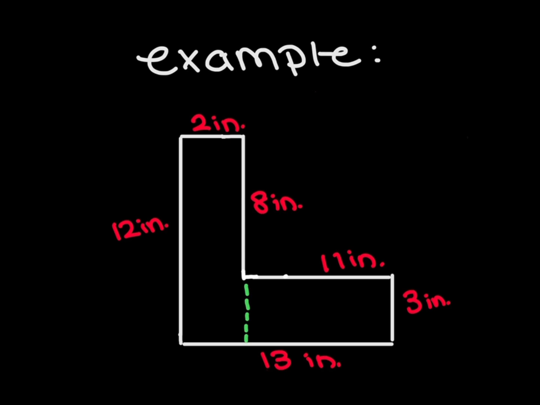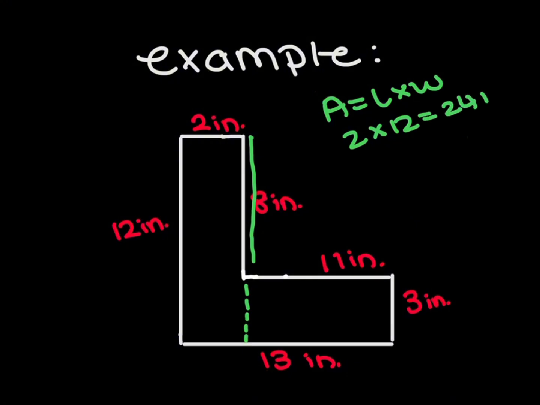We know to find the area, we have to do length times width. And obviously, the width is 2, but for the length, we have two values. We have 8, and we also have 12. And you may think, well, we could use either one, right? But no, because 8 only extends down here. It doesn't include this section. So we have to use 12. So then 2 times 12 gets you 24 inches squared. And that's just the first rectangle.